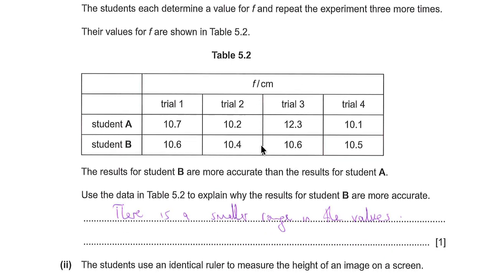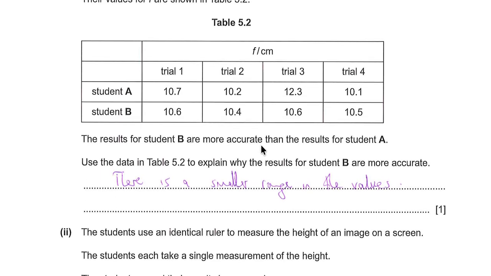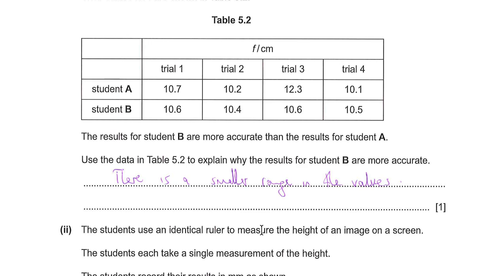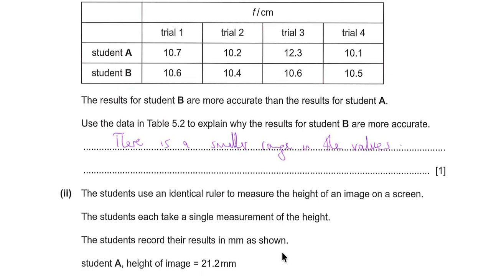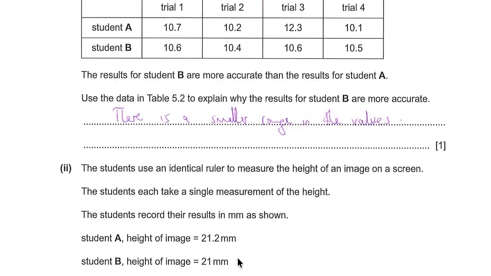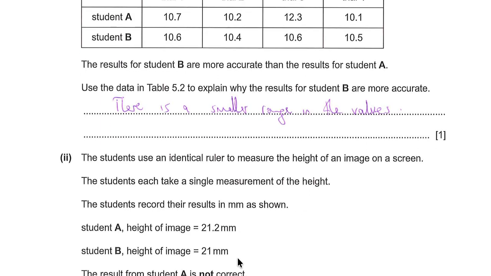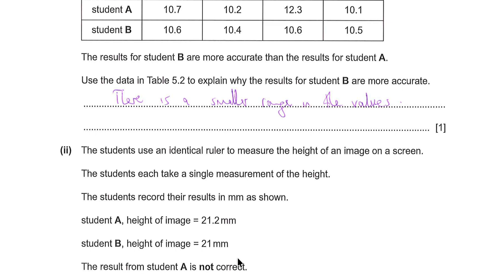Hopefully I've not got the next bit wrong. That would be terrible, right? The students use an identical ruler to measure the height of the image on the screen. They each take a single measurement and they record the results in millimeters. We're told student A 21.2 millimeters, student B 21. It says the result from A is not correct. Why? Well, this time I've got it correct.